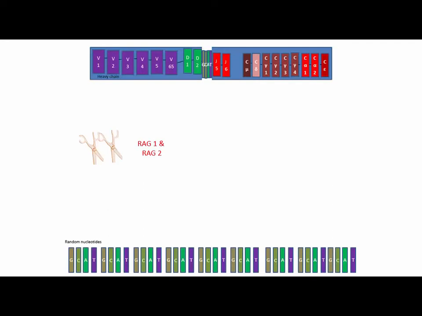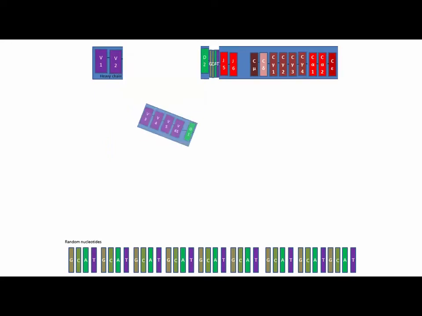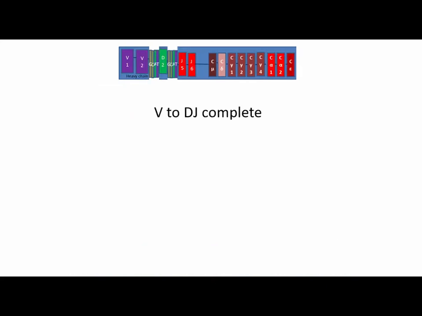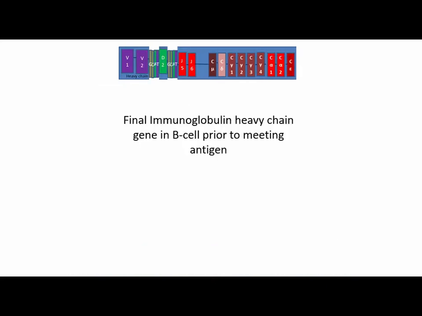The next step is V to DJ. And again, RAG1 and RAG2 are involved here. And they will cut between the D region and the selected V region. And that's cut out, and that is then lost forever. Okay? Again, nucleotides are put in or taken away. And now we have complete recombination. Okay? So for this particular B cell, that's the gene it'll have for the remainder of its life.